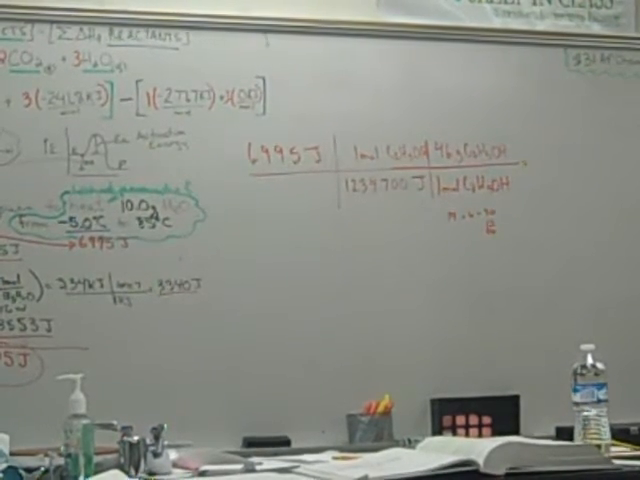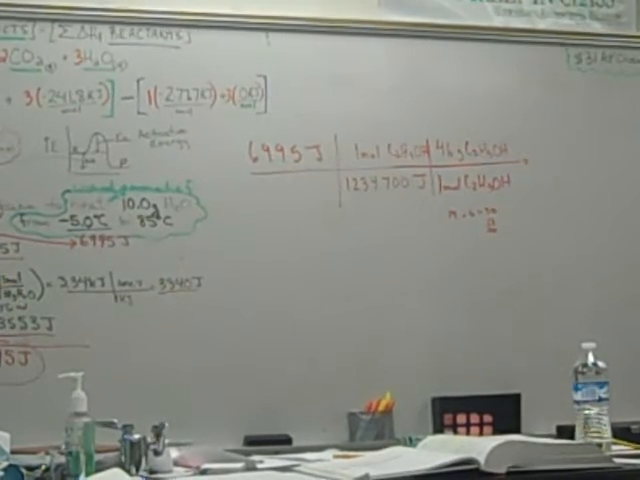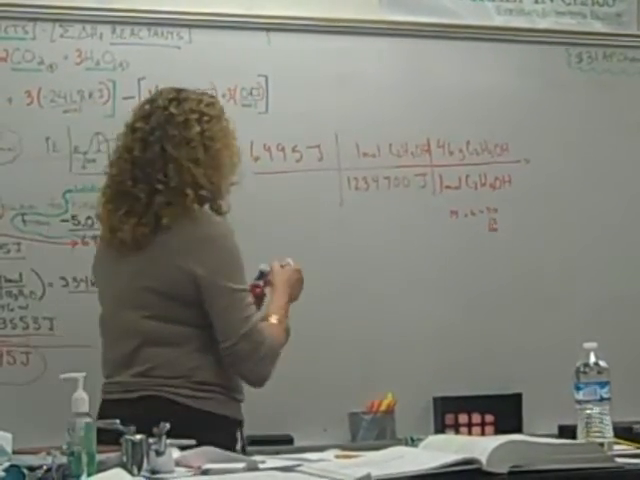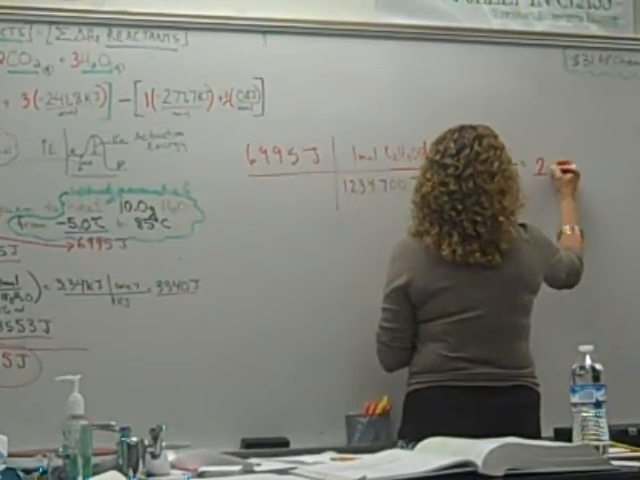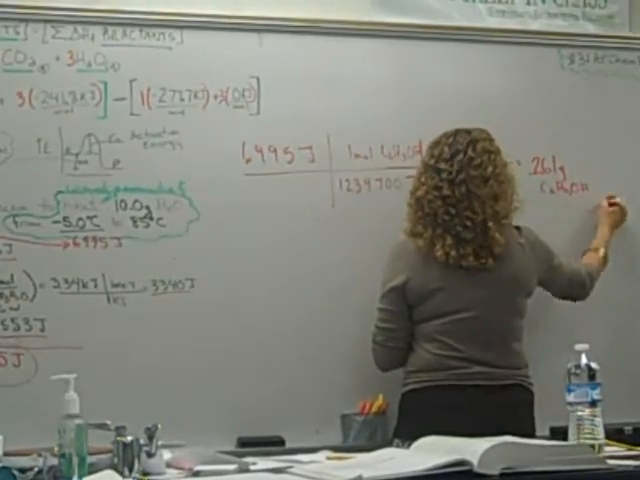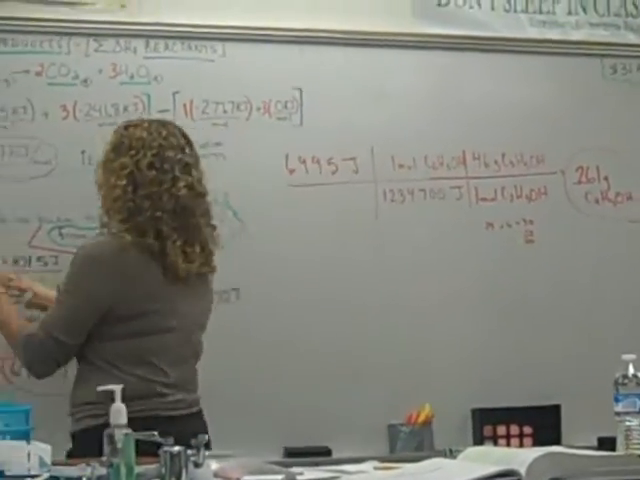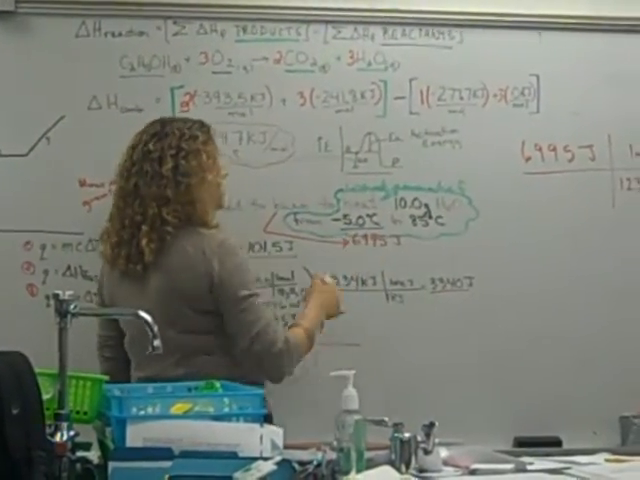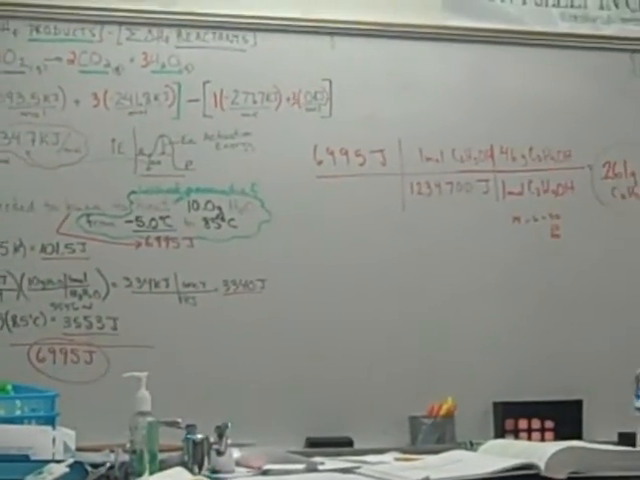Not very much. What'd y'all get? I get 0.261 if I round. 0.261 grams of C2H5OH. So that needs to be burned in order to heat up ice from -5 to 85.